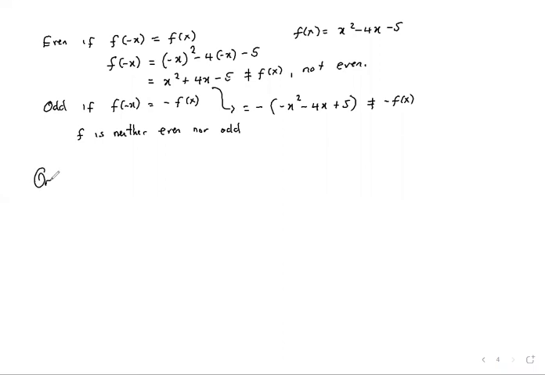You say, I may have issues here. Then you know f of x is x squared minus 4x minus 5. Find also f of negative x. It's x squared plus 4x minus 5. Find also negative f of x. It's negative x squared plus 4x plus 5. As you can see, there's nothing that is equal here. So because they are all not equal, the function is neither.